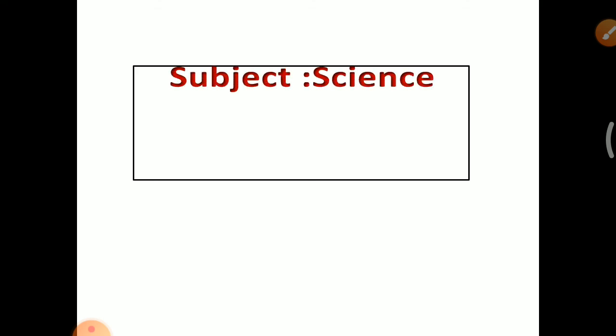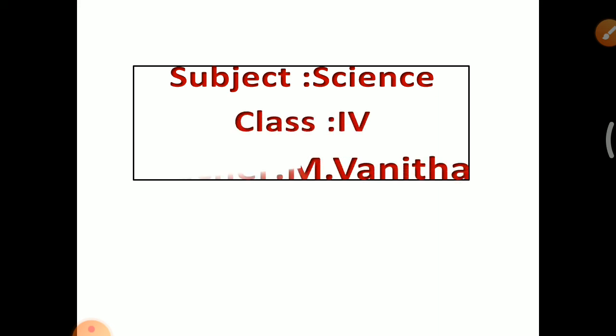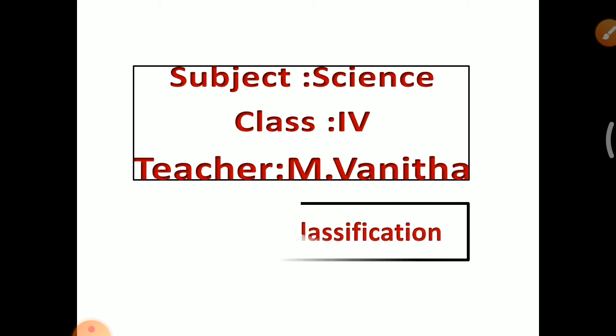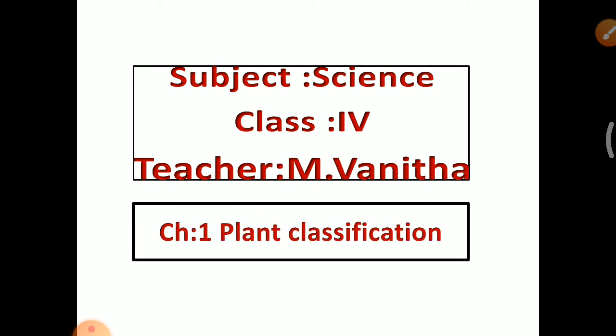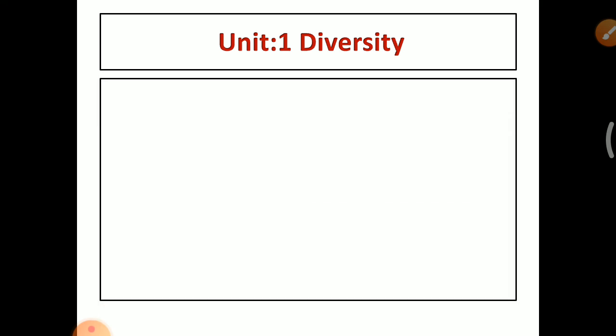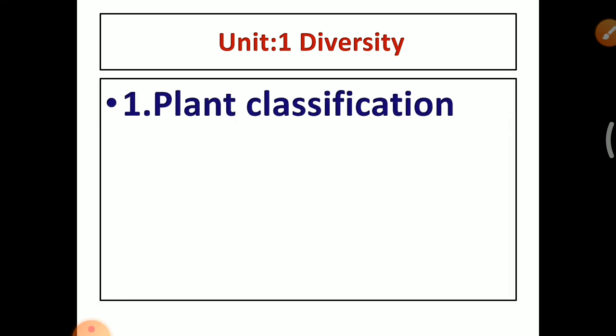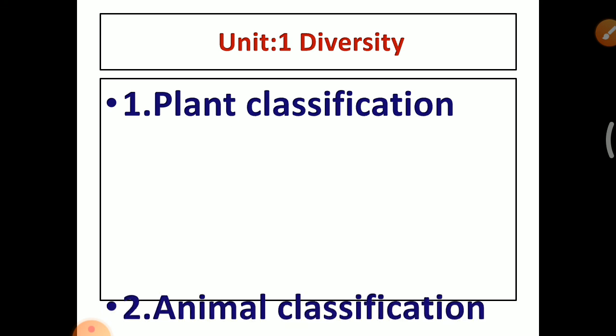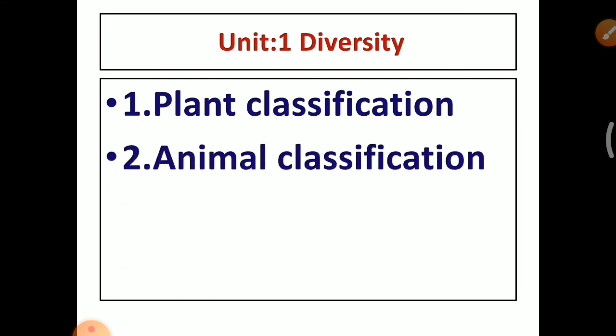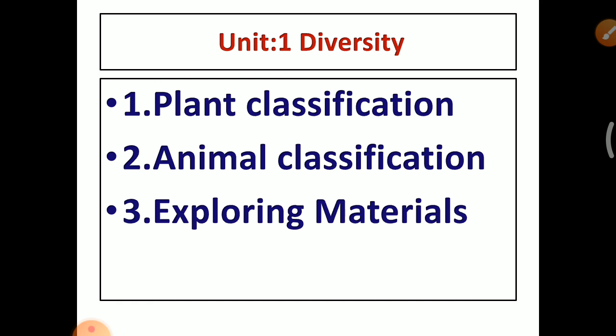Today we are going to see the subject science, class 4, chapter number 1, plant classification, unit 1, diversity. Under this unit we have 3 chapters. Chapter number 1, plant classification, chapter number 2, animal classification, chapter number 3, exploring materials.